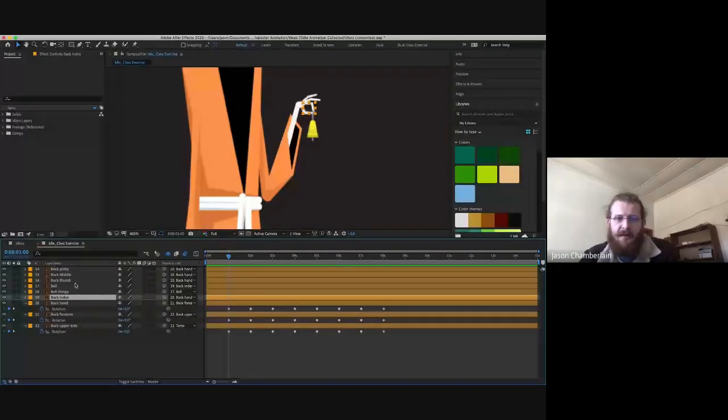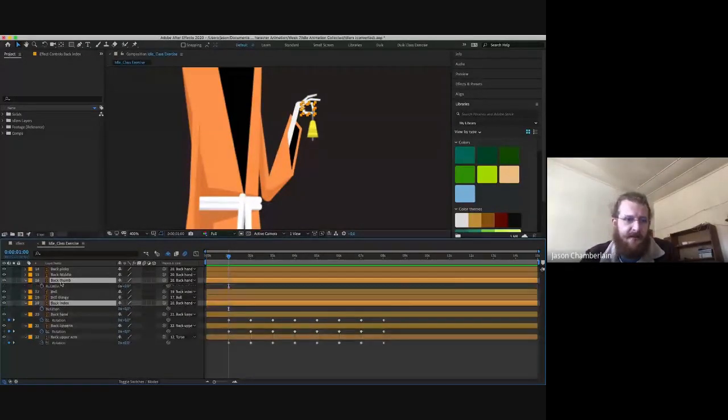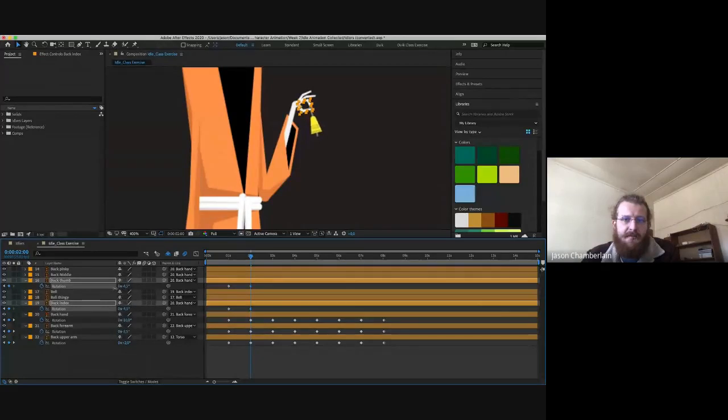Okay. So what I'm going to do is I'm going to grab my back index and my back thumb layers. So that's layer 16 and 19. And I'll create a rotation keyframe at 0 degrees for each. All right, and then I'm going to use these fingers to supplement the motion of the bell. So I'm going to work with values of 5 for layers 16 and 19. We worked with values of 10 for the bell itself.